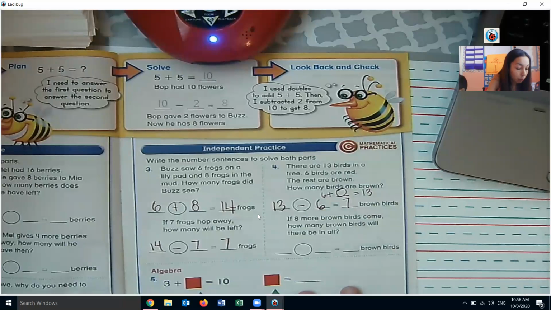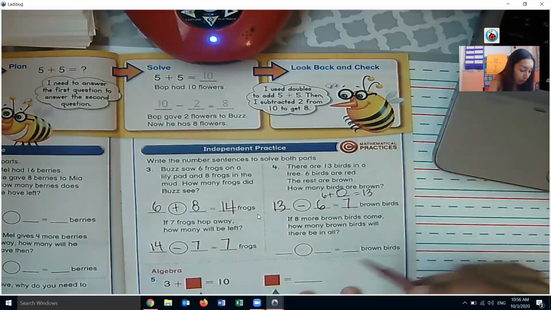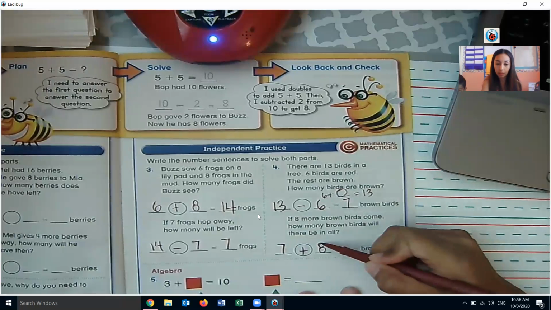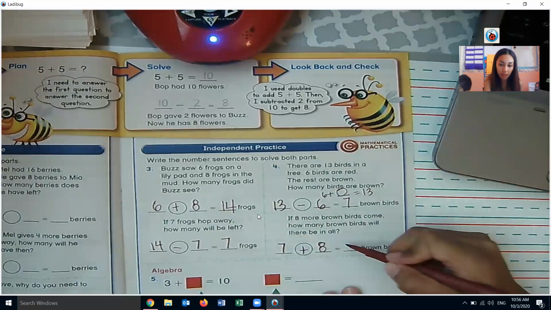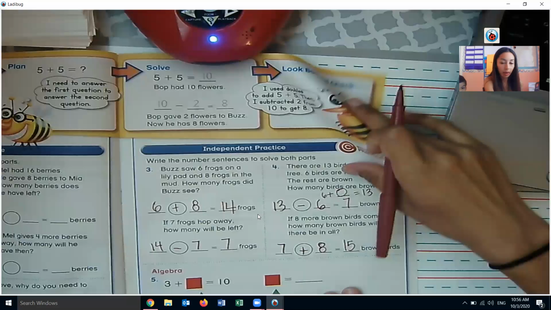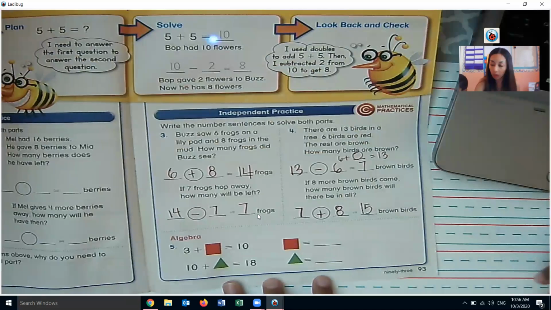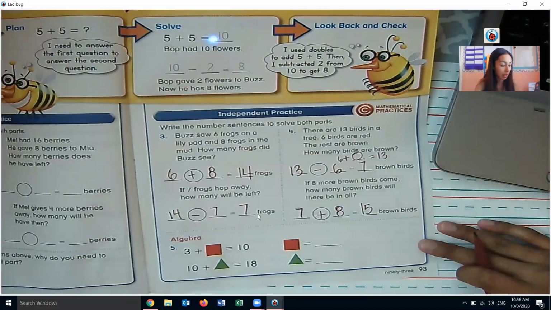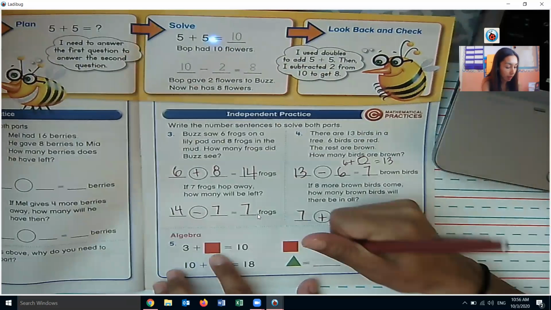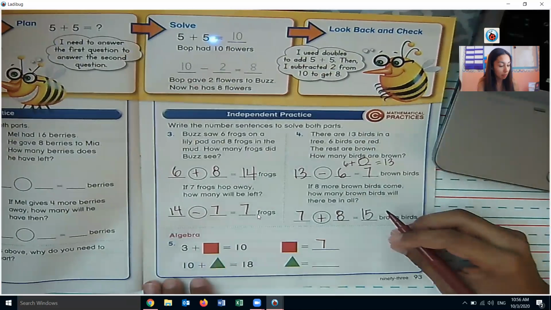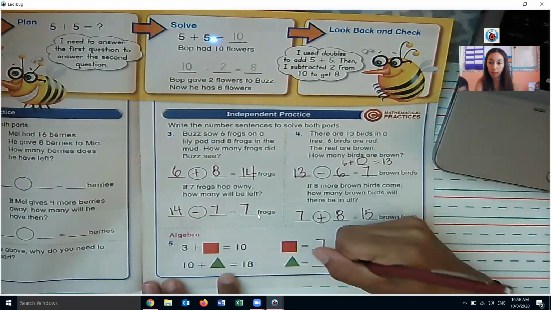If 8 more brown birds, so we're going to use our brown birds number, which is 7 brown birds, and 8 more join them, how many will there be in all? 7 plus 8 gives me 15. So here, algebra, we're going to kind of ignore that there's a shape there at all, and we're going to say 3 plus what gives me 10? 3 plus 7 makes 10, so that square represents number 7. 10 plus what is 18? 10 plus 8. So that triangle symbolizes 8.